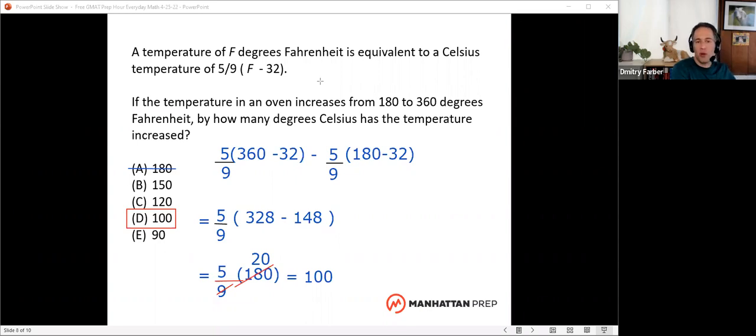I'm saying, hey, I don't want to work that hard. There's got to be something else I can do. But also notice that once I do that, I don't even have to do the subtractions because I could say, wait, I'm subtracting 32 from both of the things I want. So I might have even said, wait, once I kind of pull this 5/9 out, I might have said, hey, I'm taking 360 minus 32 and taking away 180 minus 32. Why am I taking away 32 at all?